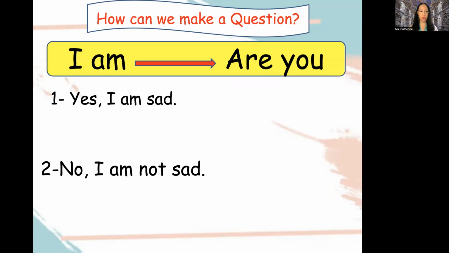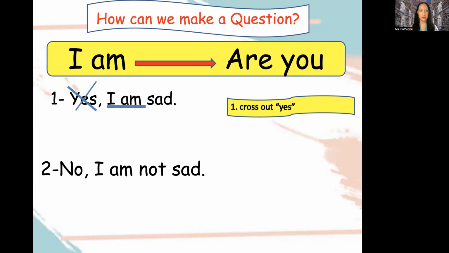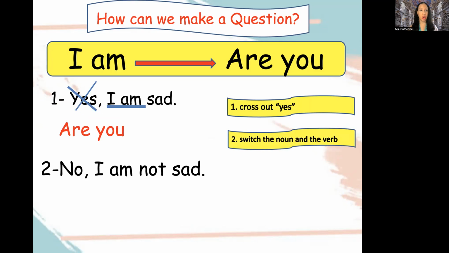What do you think we would do with number one? Yes, I am sad. How would we make a question with yes, I am sad? We cross out the yes, right? What do we do here? We switch the noun and the verb. Okay, using are you, we switch the noun and the verb. But we're going to change I am to are you.